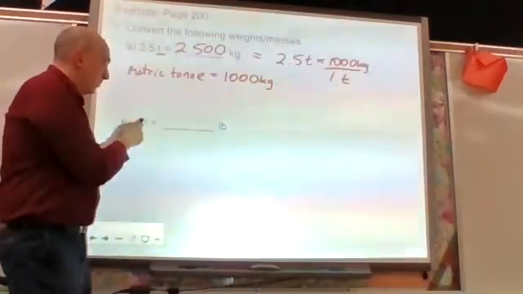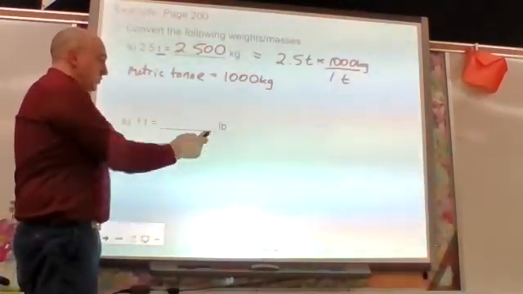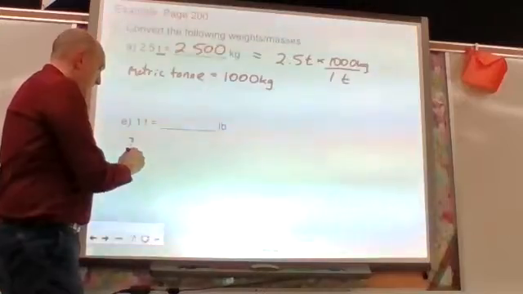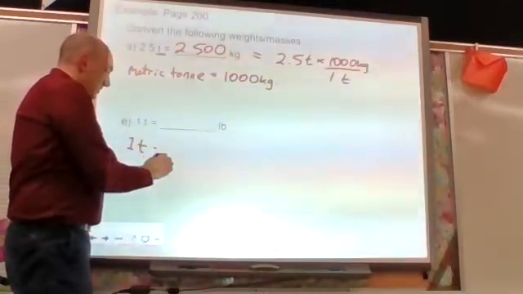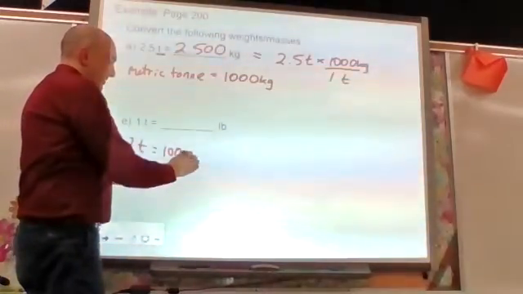All right, how about 1 ton into pounds? Well, 1 ton equals 1,000 kilograms.